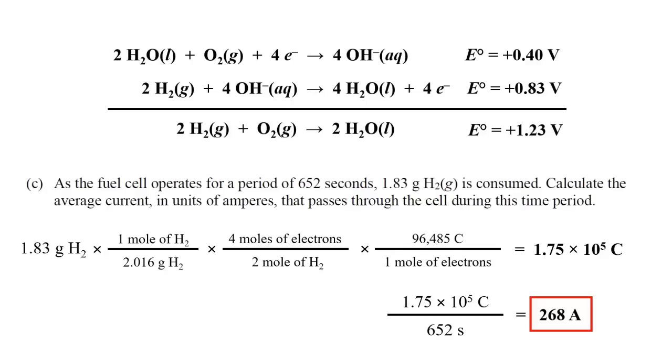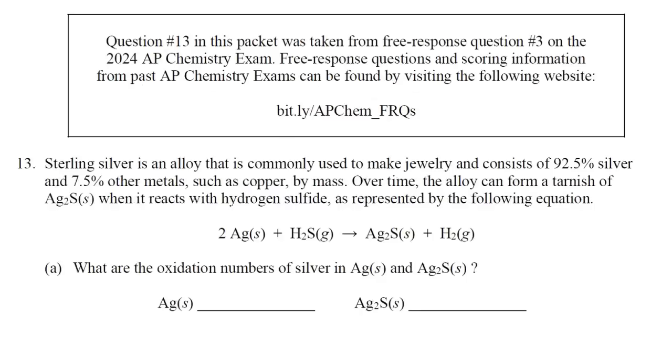So now let's go ahead and take a look at the next question in the packet. This is question 13. And as you can see at the top of this slide, question 13 in this packet was taken from free response question number 3 on the 2024 AP Chemistry exam. Free response questions and scoring information from past AP Chemistry exams can be found by visiting the website that you see listed here at the top of the slide.